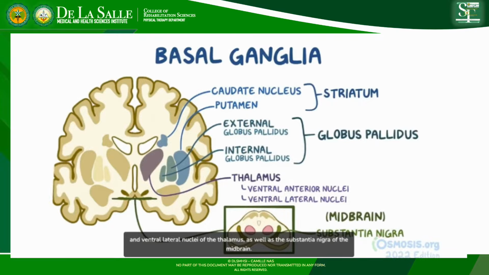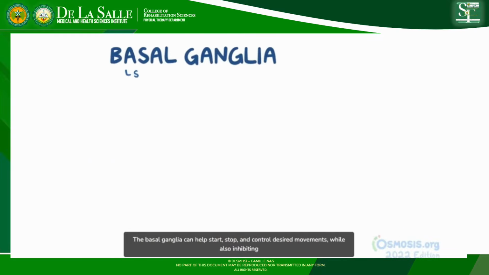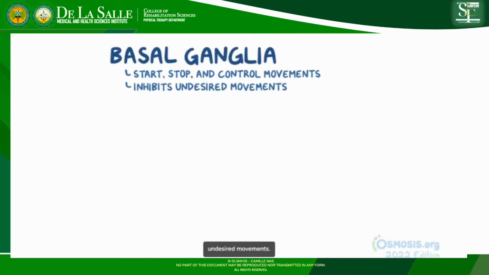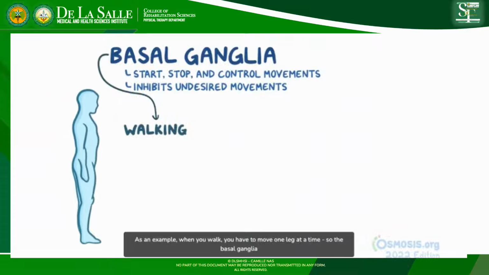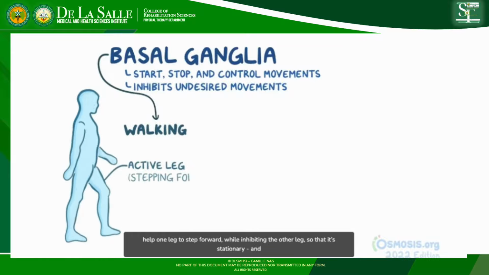The basal ganglia can help start, stop, and control desired movements, while also inhibiting undesired movements. As an example, when you walk, you have to move one leg at a time. So the basal ganglia helps one leg to step forward, while inhibiting the other leg, so that it's stationary, and that prevents you from falling.